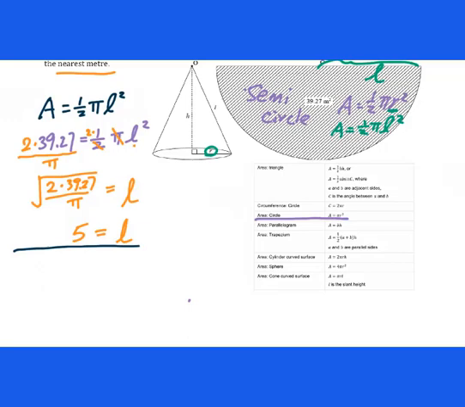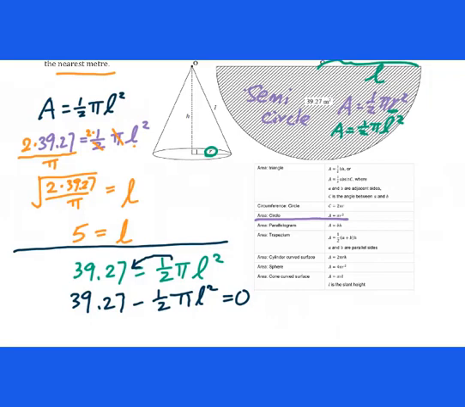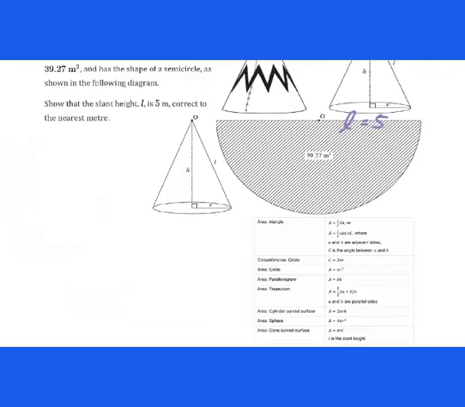You are encouraged to use an equation solver to figure out this L. You will do 39.27 equals 1/2 pi L squared. Get the equation equal to 0, so move everything to the left side, change sign. 39.27 minus 1/2 pi L squared equal to 0. Then you can get L equals 5. Now we figured out this L equals 5.